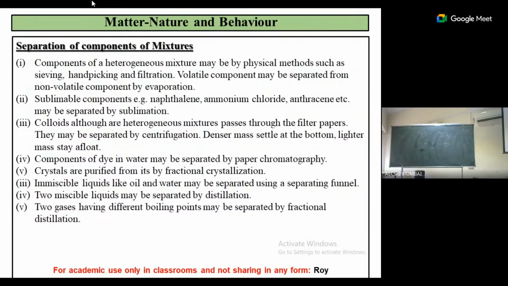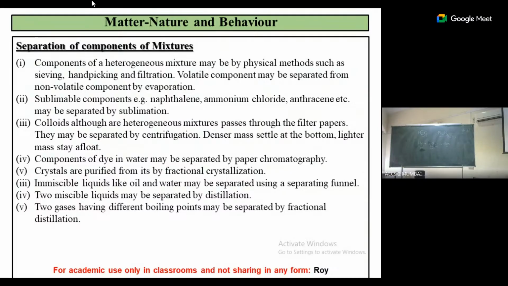Now volatile components may be separated from non-volatile components simply by evaporation. Suppose you have acetone and some salt dissolved in it. You just heat the acetone and the solvent will evaporate. Got it? Next case, it is very simple. Sublimable components, for example naphthalene, ammonium chloride, etc., can be simply sublimed.